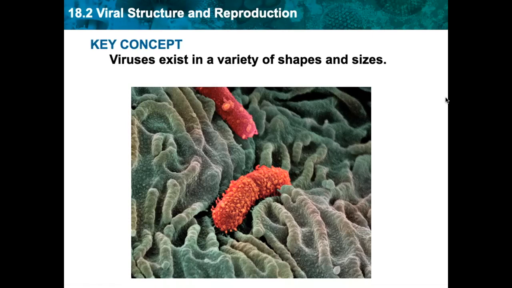So the key concept is that viruses exist in a variety of shapes and sizes. So we're going to look at some of the major and most common shapes of viruses, but there is quite a wide variety of them. And those shapes determine how they reproduce.